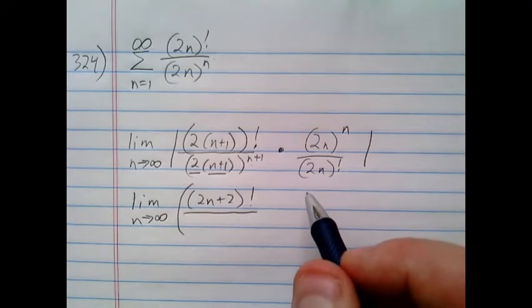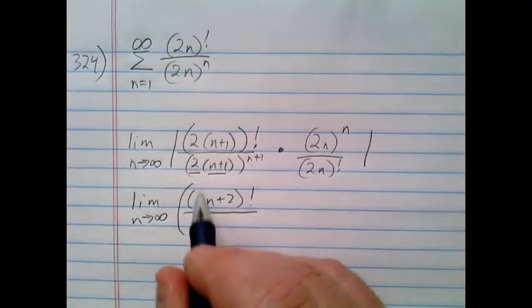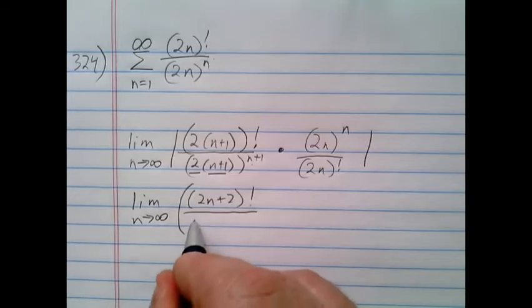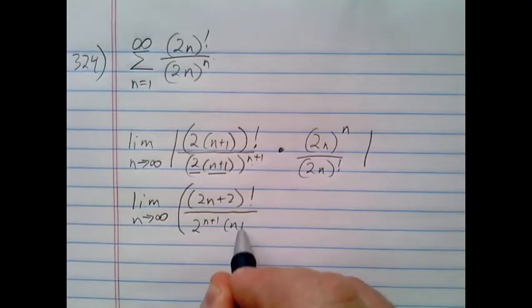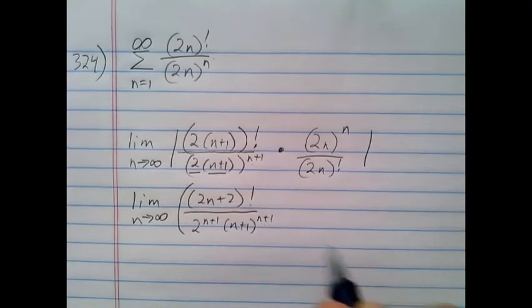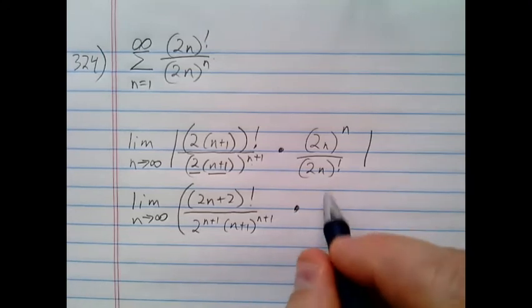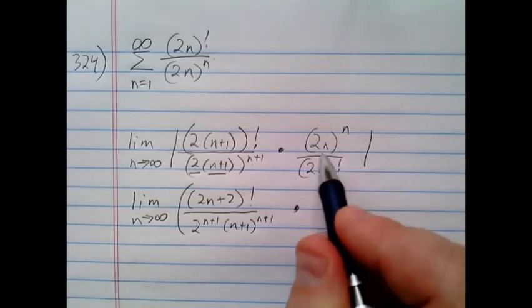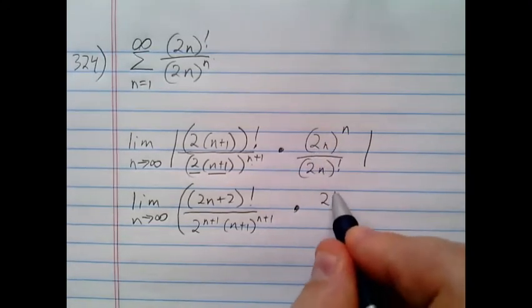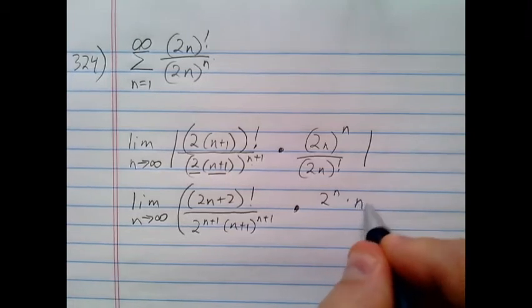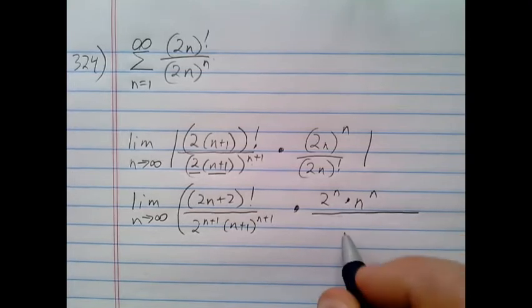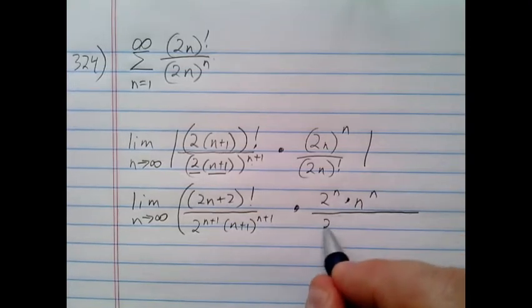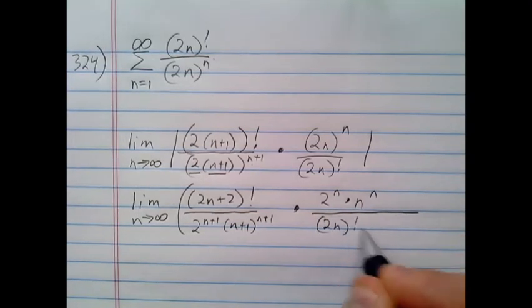I mean, at least get something to go away. Alright, so down here, distributing my power, I get 2 to the n plus 1 times (n plus 1) to the n plus 1. Okay. Times, alright, I'll do the same thing here. I'll distribute the power over the product. 2 to the n times n to the n. And then I've got a 2n factorial.